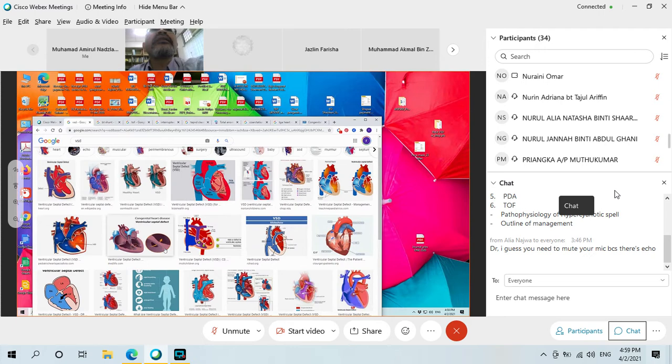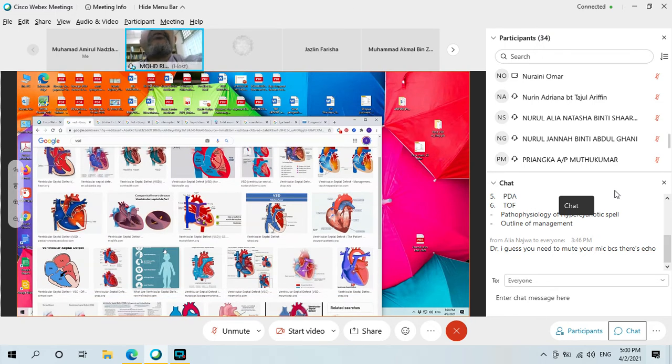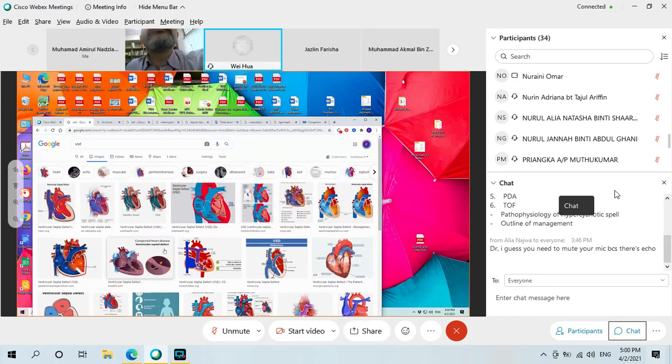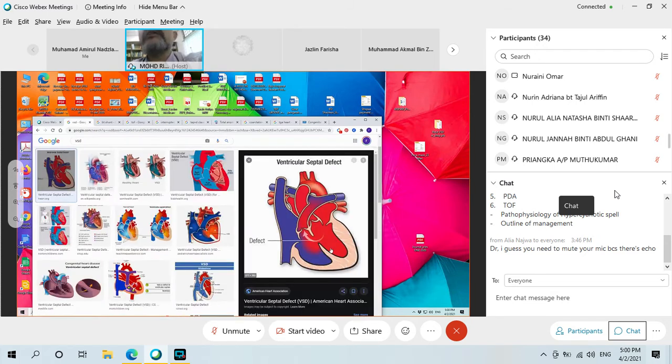Okay. In VSD, when does the shunting occur? During systolic or during diastolic? The shunting is during systolic. So what happens to the right ventricle during systolic? It would contract as well. It's almost contracting at the same time.